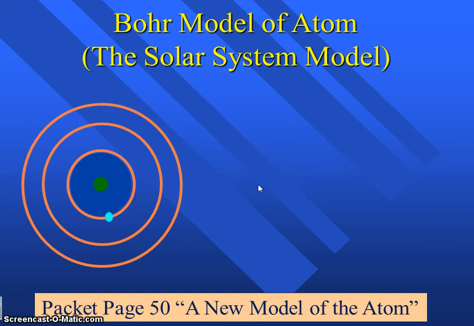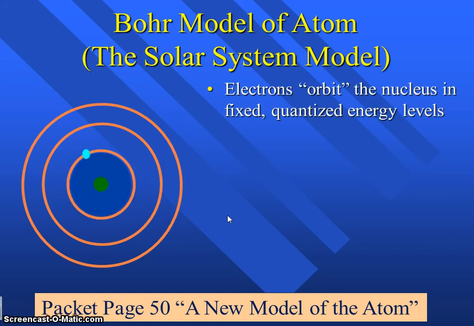His model is often called the solar system model for kind of obvious reasons. This looks like the sun in the center here, and it looks like we have our planets orbiting around the sun. Well, basically, his model says that your electrons are present in certain fixed energy levels, very similarly to the way the planets have a fixed orbit around the sun.